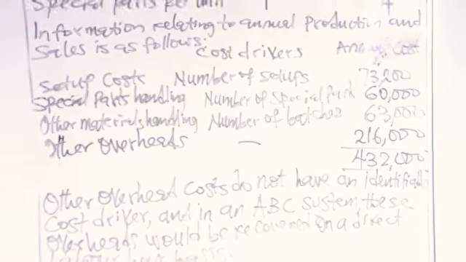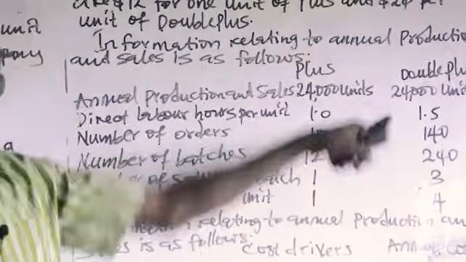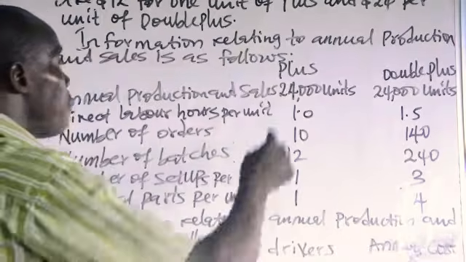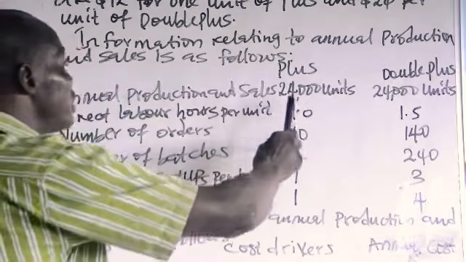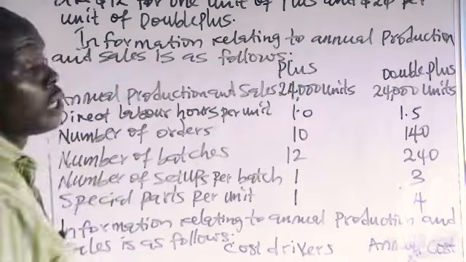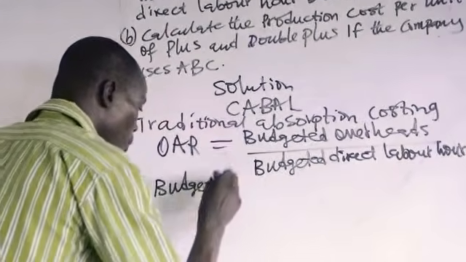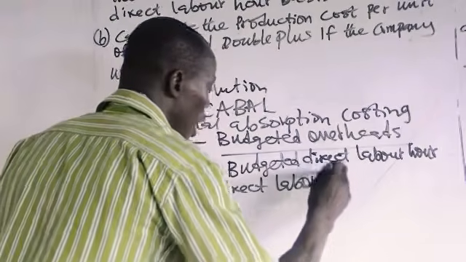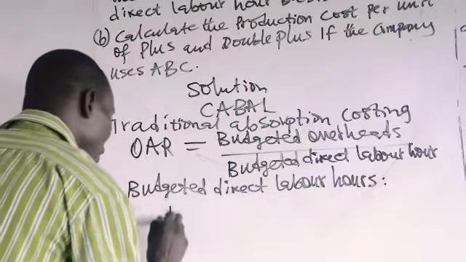And what is the direct labor hours budgeted for? We are given direct labor hours per unit. Since it is per unit, to compute the total direct labor hours, you will need to multiply the labor hour per unit by the budgeted production. So budgeted direct labor hours now. We have two products. We have the plus.